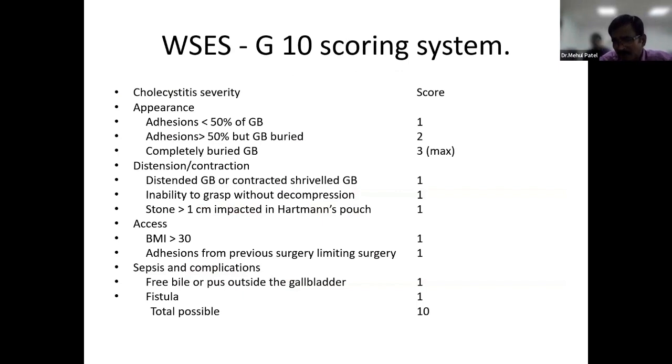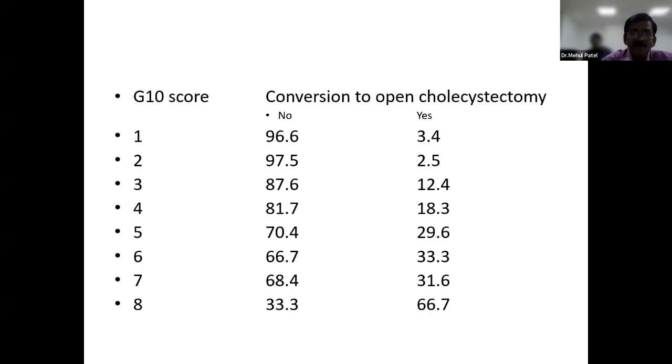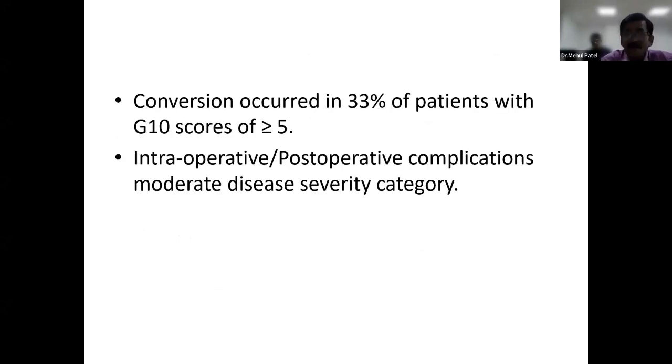And there are a lot of scoring systems, some defined scoring systems where you can assign a score. If we go to the cholecystitis severity, there is a score given by Walsh, the rate of emergency surgery, the G10 score. If you calculate this individual score, you'll find that they have predicted the risk of conversion to open cholecystectomy based on the G10 score. Conversion can be as high as 33% with a G10 score of more than 5.